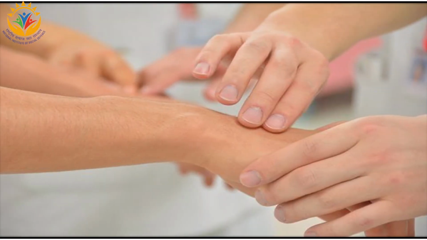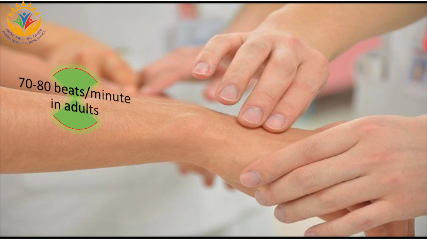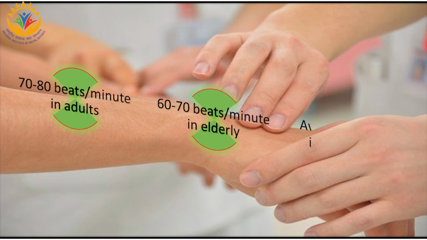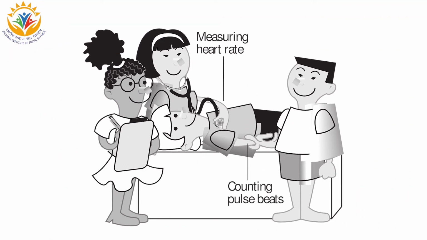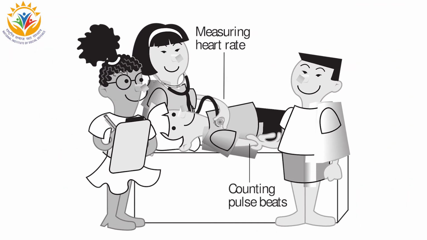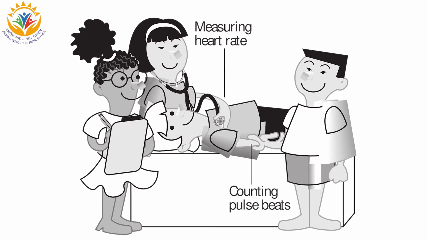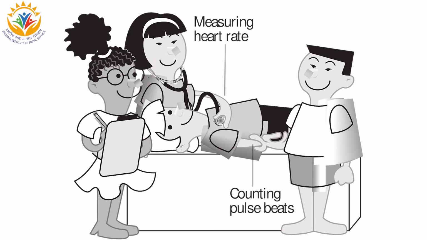The pulse ranges from 70 to 80 beats per minute in an adult and 60 to 70 beats per minute in an elderly person, while the average pulse rate is 72 beats per minute. But this can vary depending upon conditions such as age, stress level, fitness and any medication the person is taking.